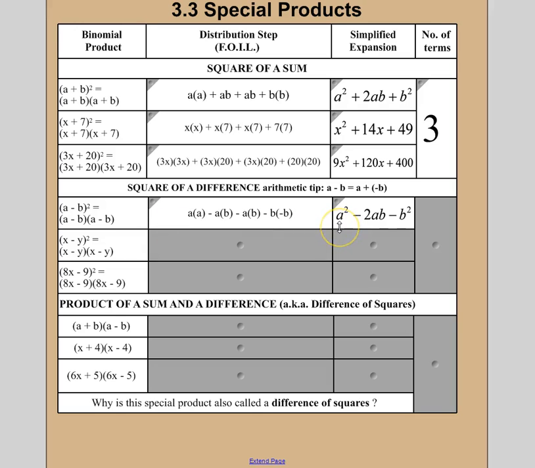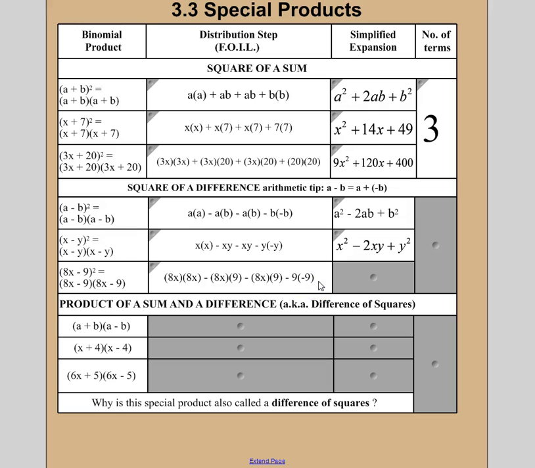Okay. Now here, all right, I also just caught a mistake there, so I'm just making a change to the table there. So for the first square of a difference, we have 3 terms again, twice the middle term except with subtraction, and then the square of b as well. Next row, we see a similar pattern developing here. Notice that it simplifies to negative 2xy and then plus y squared.